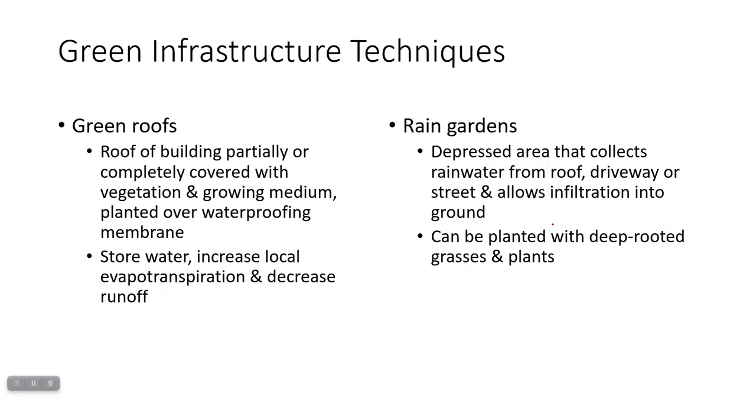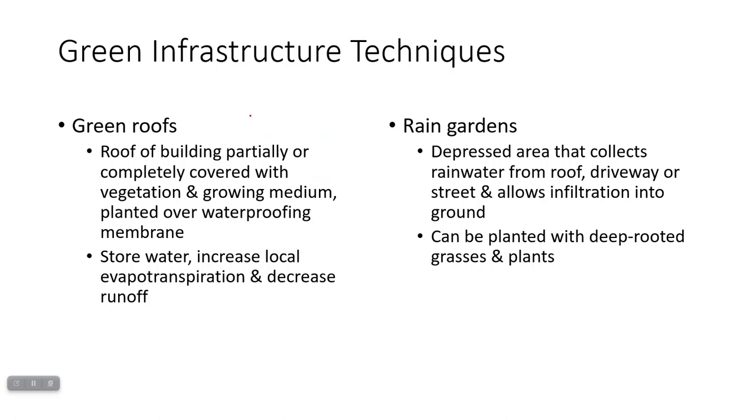Then there are a couple of green infrastructure techniques. So one is to have green roofs. A green roof is where you take the roof of any building. It can be a house, it can be an office building, and you cover it with some waterproofing substance, like a very good tarp or something like that. And then you cover that with growing medium, by which I mean soil, dirt, etc.